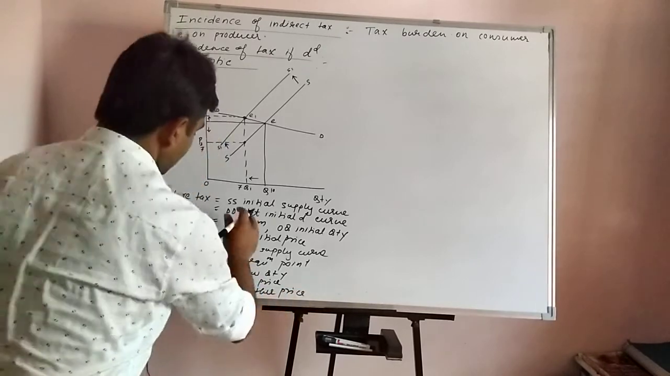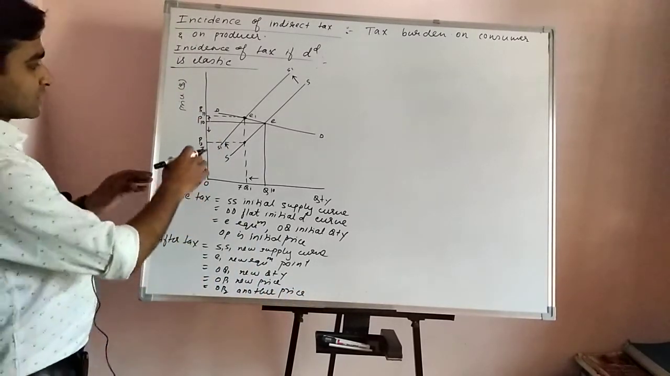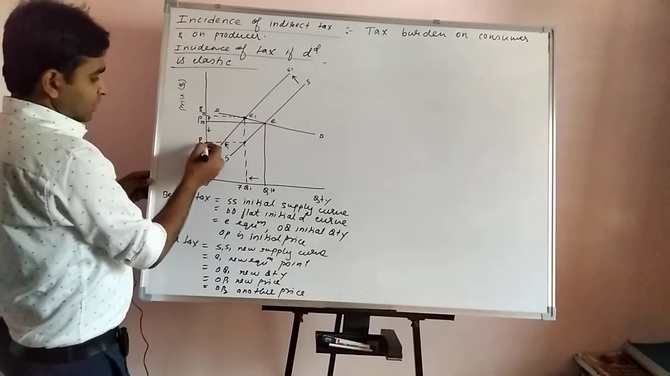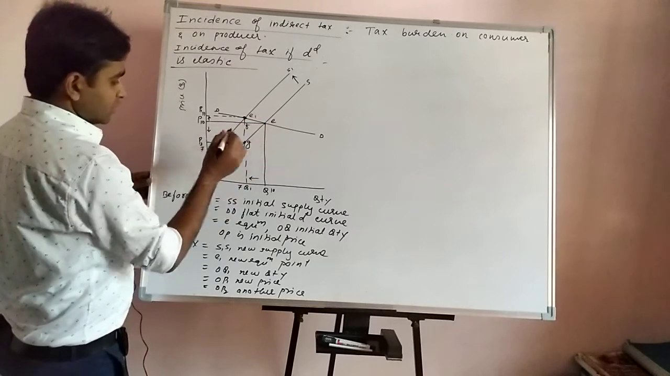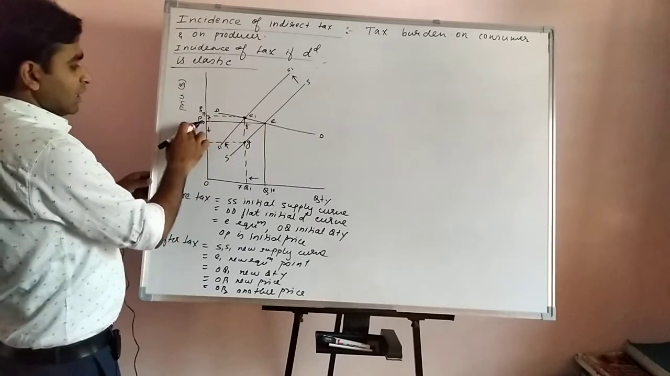So this is the situation we have before tax and after tax. Now you can see here easily this particular part, P2, we'll give some names here, say F and G. Now P2, G, F and P1.